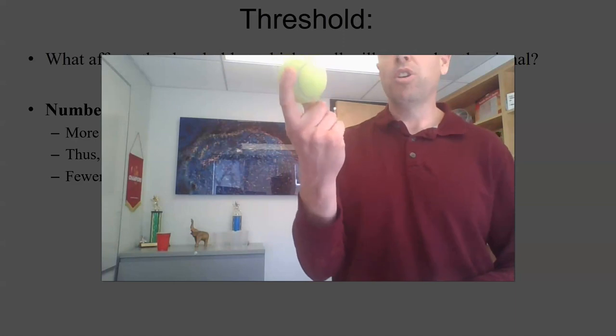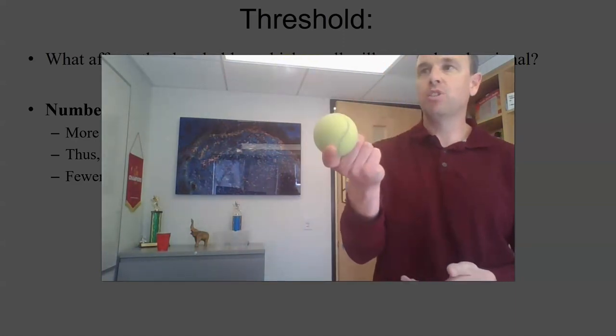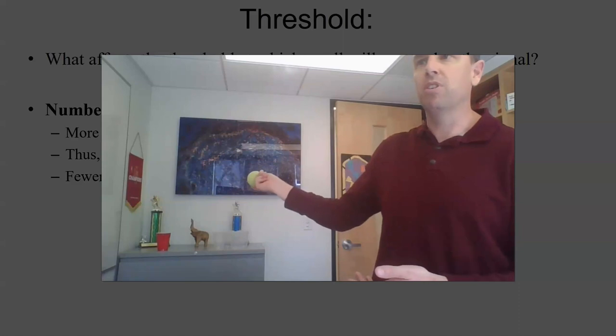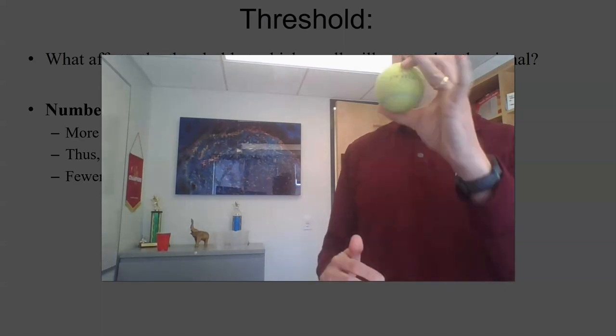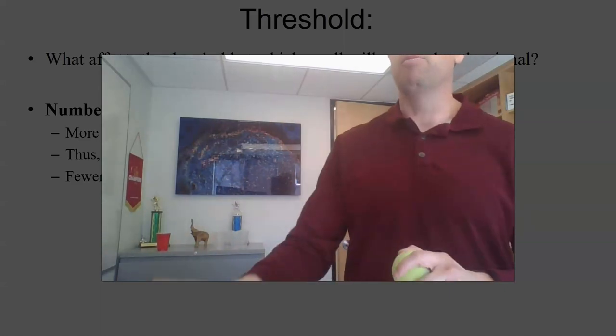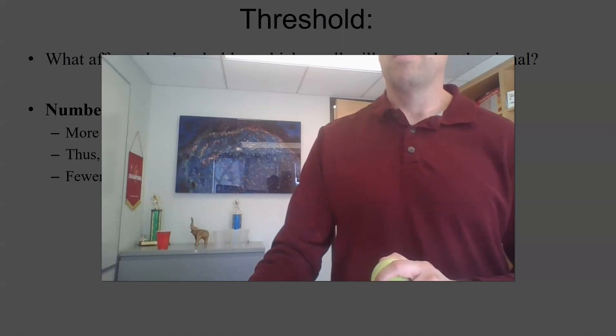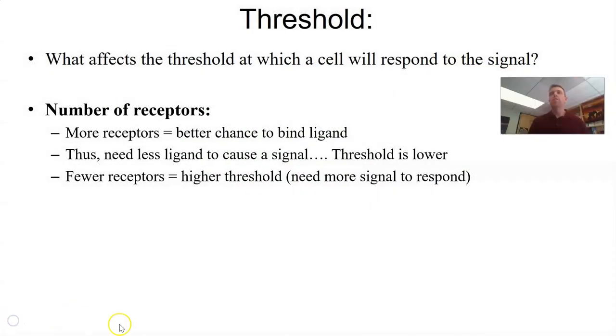So thus, a smaller amount or even the same amount of ligand has a better chance of creating a signal if there are more receptors. Therefore, the more receptors there are, the lower the threshold. You don't need as much ligand to get a signal if you have more receptors. So, in summary, if you have more receptors, there's a better chance for the ligand to bind. Thus, you need less ligand to cause a signal, thus meaning, by definition, that the threshold is lower. So fewer receptors gives you a higher threshold. More receptors gives you a lower threshold. Okay? More receptors, lower threshold.